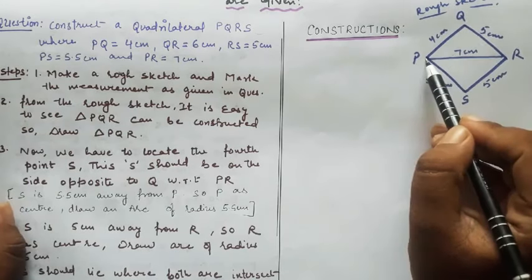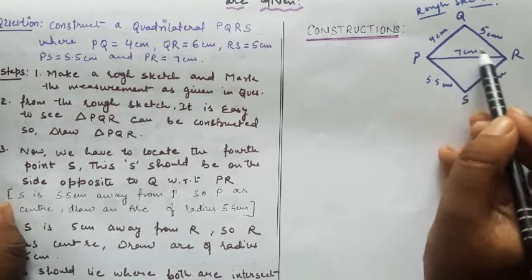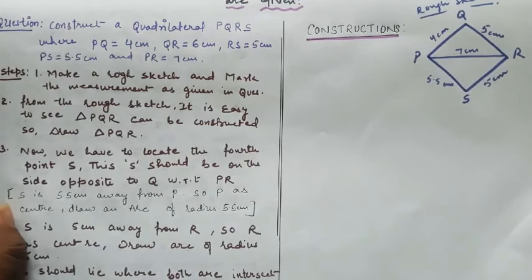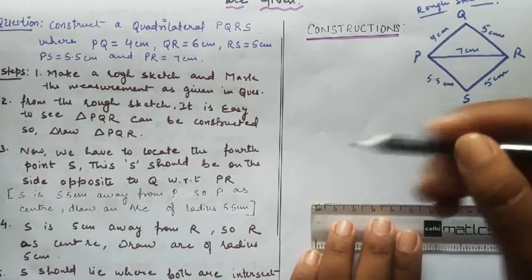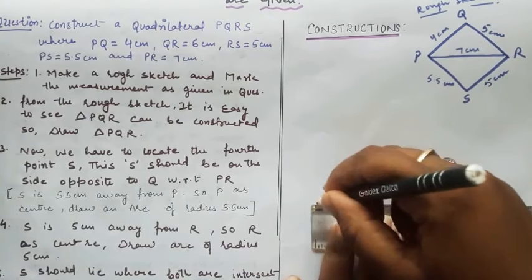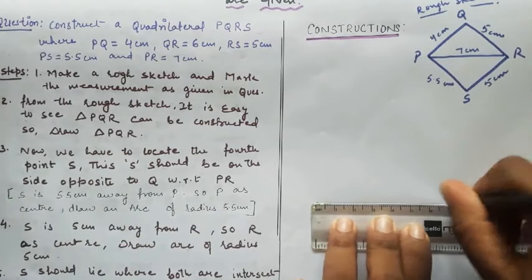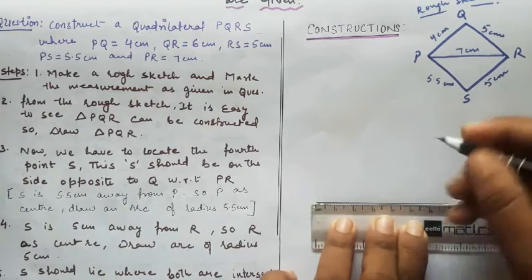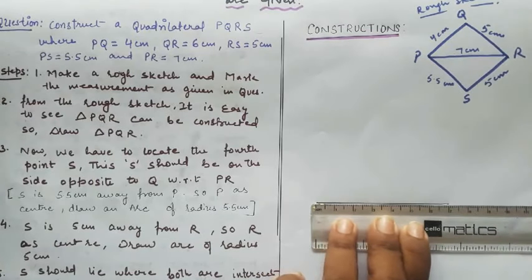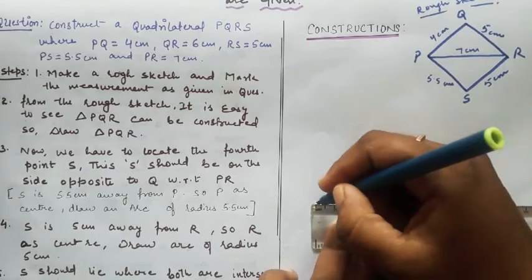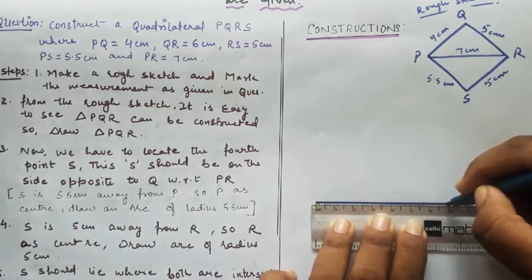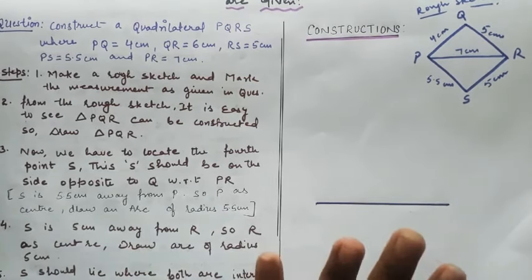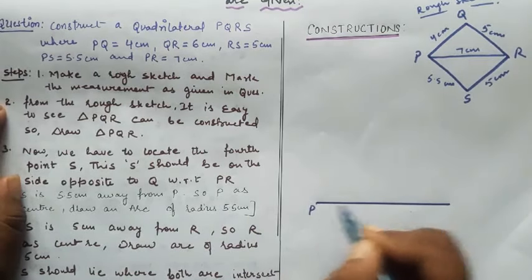For that, you have to make first of all 7 centimeter, that is PR. I am just making it by taking 7 centimeter here. As it is not visible, I'm just making it with some sketch, but you need to use pencil only. Okay, this is our PR.